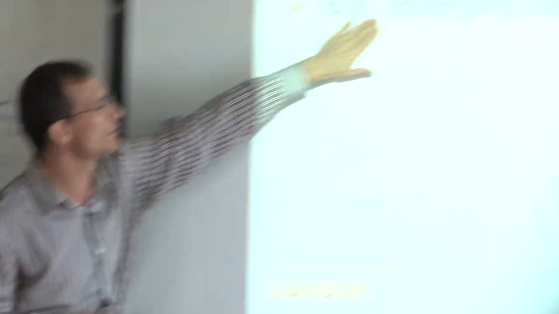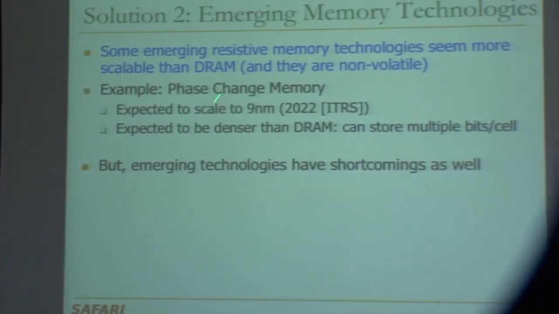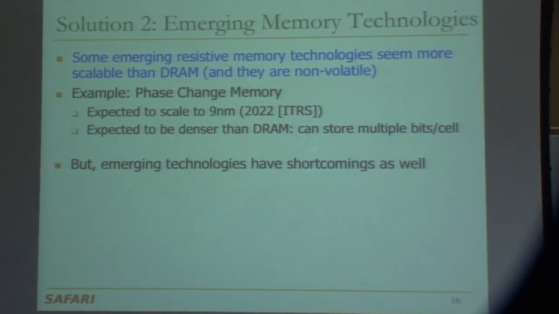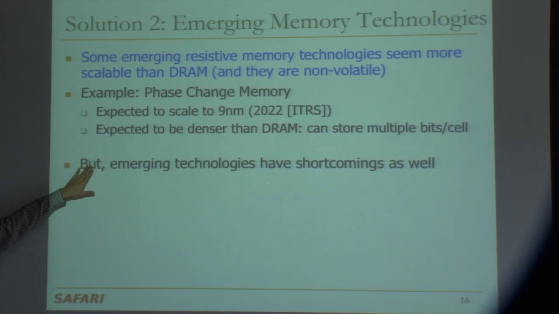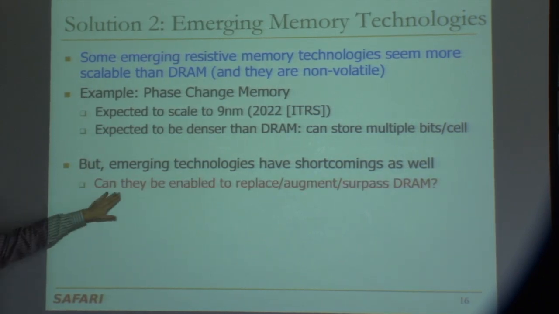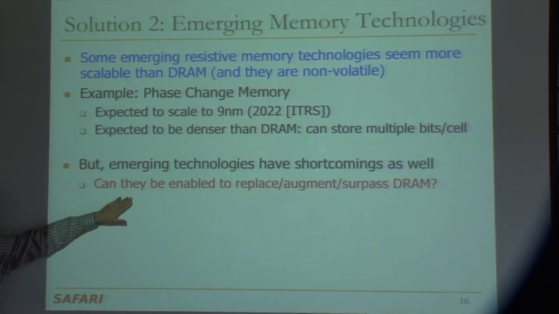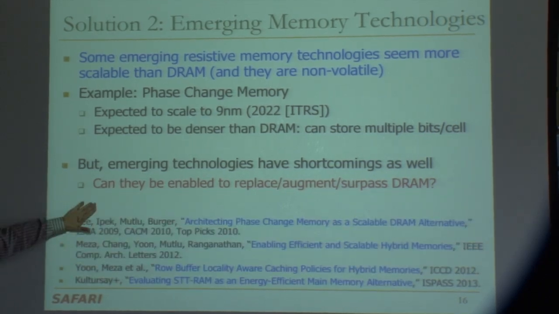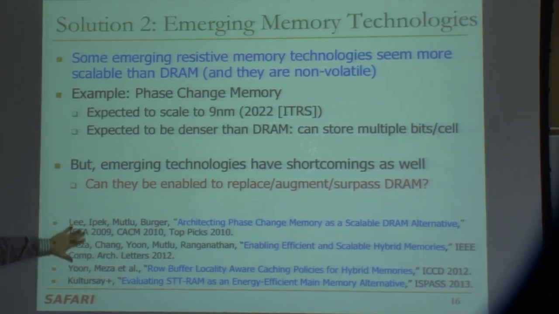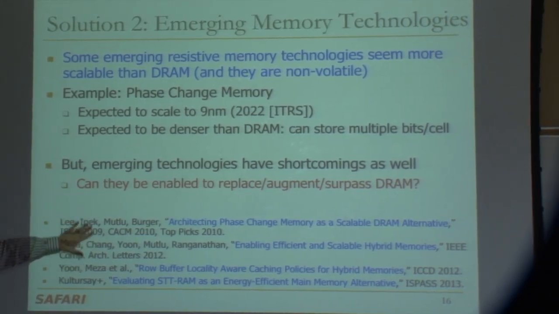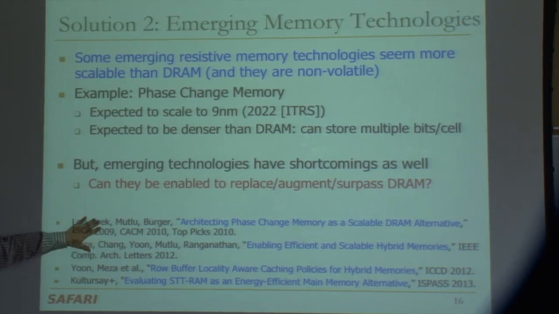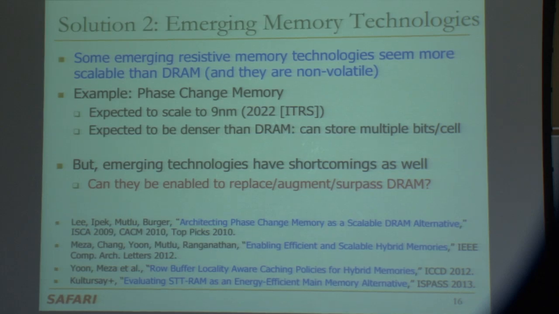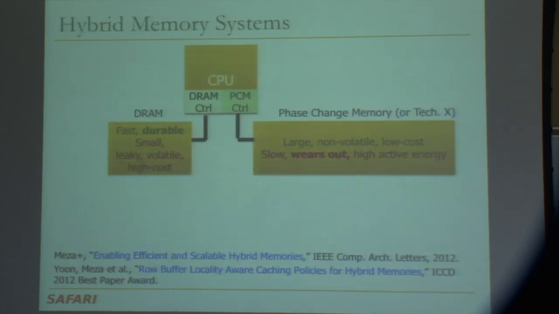Okay, anyway, these emerging technologies have shortcomings as well. It's not like they have all properties that are better or close to DRAM. And we'll take a look at some of these shortcomings. The key question is, can they be enabled to replace DRAM or augment it or surpass DRAM in some way? And we've been looking at this problem also. These are some of the papers that we've written with my students and collaborators. And some of these will be assigned also, I think. Or at least we cover them in the lectures. So you'll see some of these. But I'll cover a couple of these.